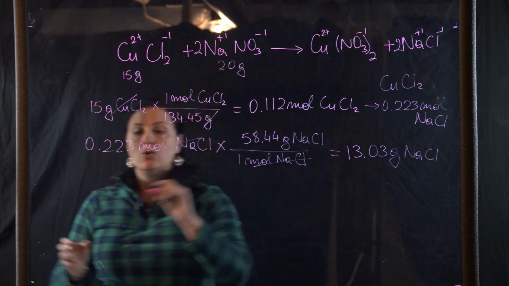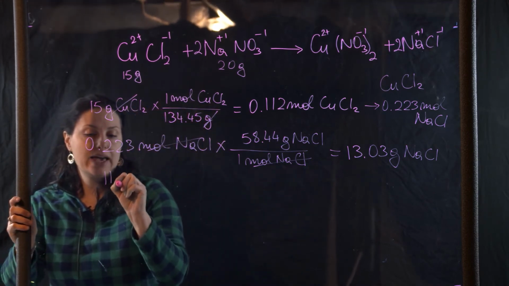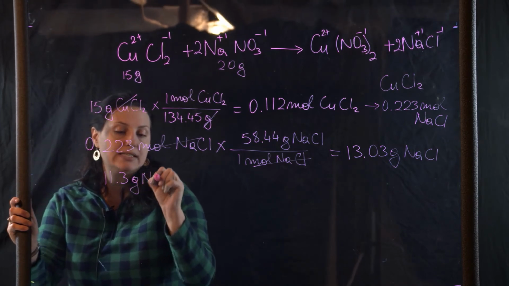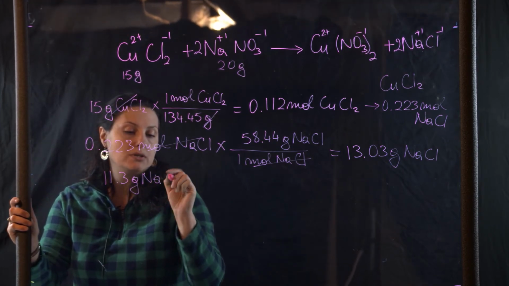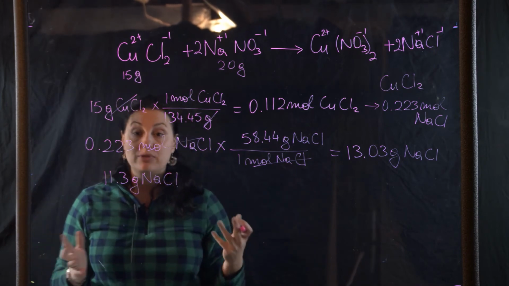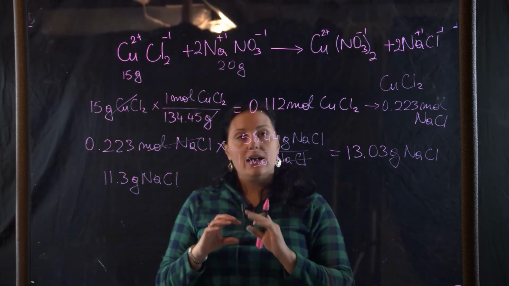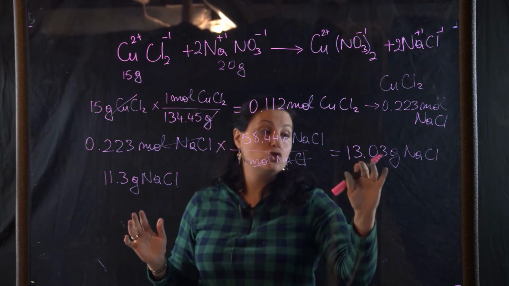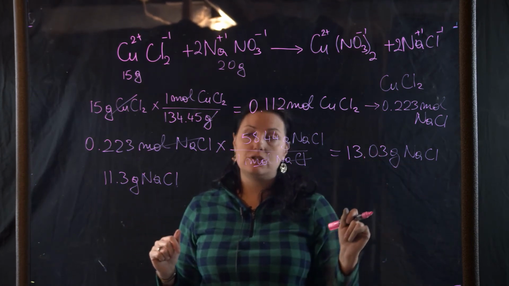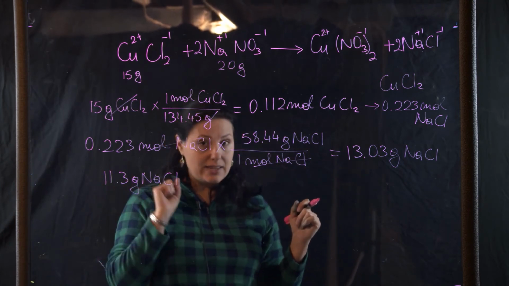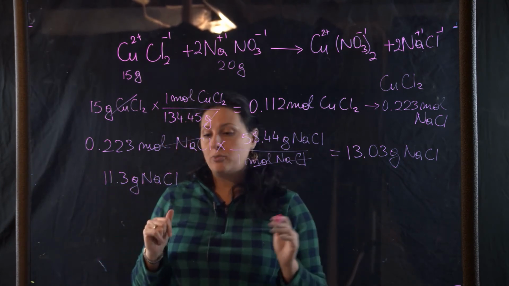yield? So the problem says that I have 11.3 grams of NaCl that were formed. What is my percent yield? I calculated that if I collected everything, I should be getting 13.03 grams. But because of the second law of thermodynamics, I get less than that. So I need to figure out the percent yield.